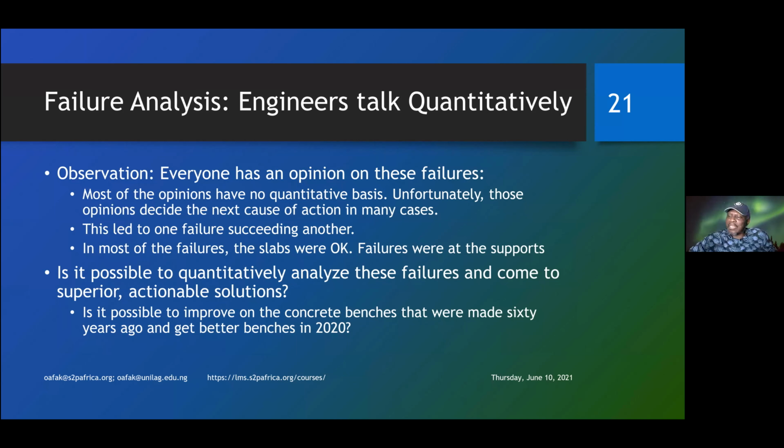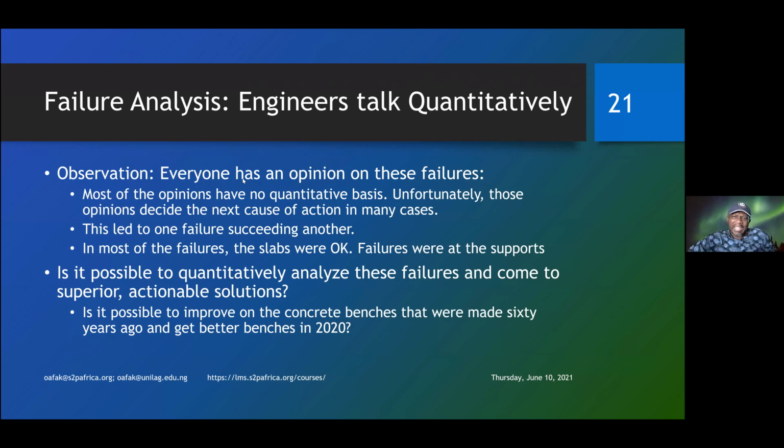Or if you want to speak in SI units, you can say it is 1.5 centimeters thick, but it should have been, or maybe it was 3 centimeters or 6 centimeters thick, but it should be 10. That is quantitative. Engineers talk quantitatively. So the whole of your training as an engineer is to enable you to react to your environment quantitatively, not qualitatively. You are not just opening your mouth and talking whatever comes out of it.